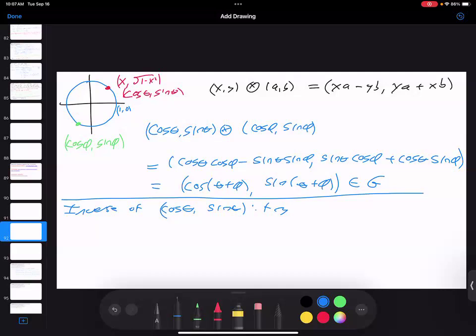What should we take for the inverse of cosine theta, sine theta? What should we try? 90 minus... cosine of 90 minus. Well, but if we do 90 minus theta, then that's going to be cosine of 90, sine 90. That will work.